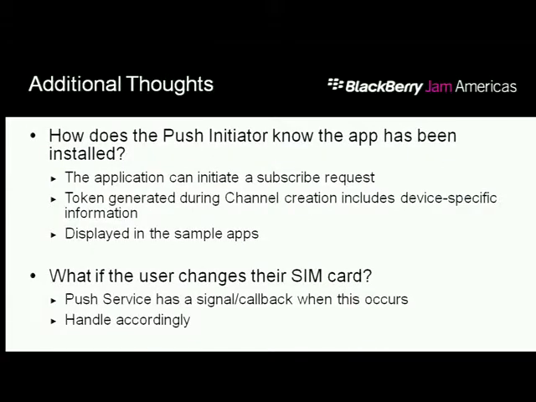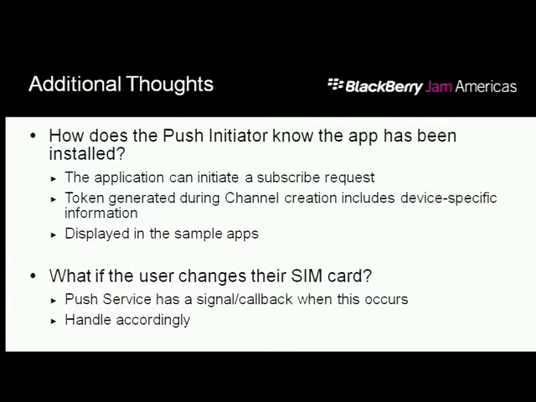So a few additional thoughts that we've kind of already touched on. How does a push initiator know the app has been installed? The application can initiate a subscribe request. It can take that token and say, hey, server, I've got the app installed. You can start sending me pushes. That's probably the fastest way. It's going to be proactive. It's going to make sure that the user gets the application data as soon as it becomes available, and your server gets notified right away.